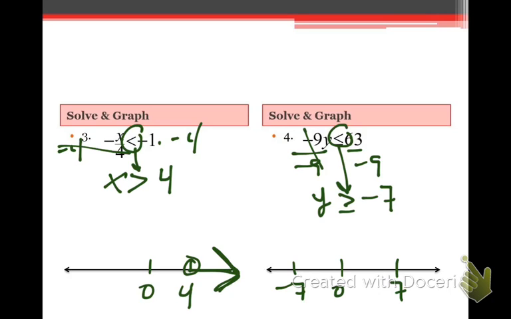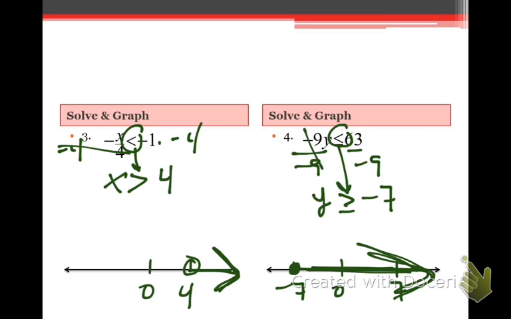Negative 7 here. Open or closed? Closed. Left or right? Right. y is greater than, so let's go to the right. Okay. Plug in 0. 0 is greater than negative 7? Sure it is. So 0 should be part of your shading.